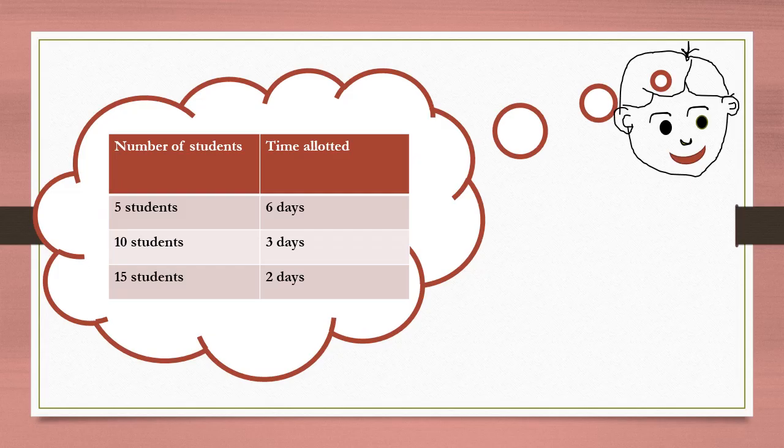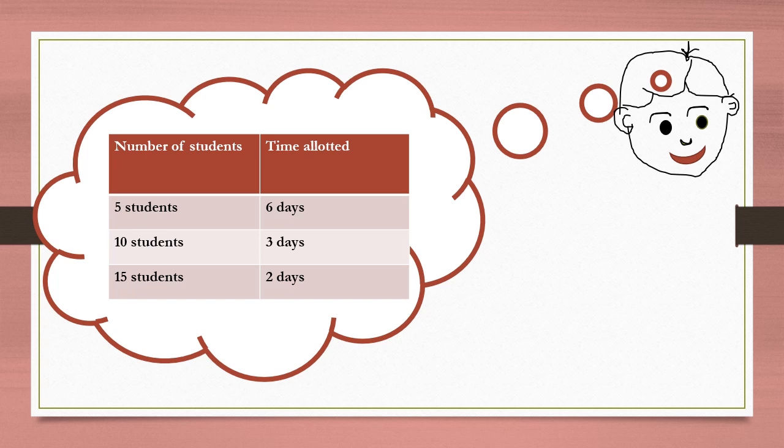Now let us see, children, how Azhan has calculated how many students should work to complete the task given by their teacher in 3 days. He said 5 students will do in 6 days. So if I double the students, the work will also be doubled.